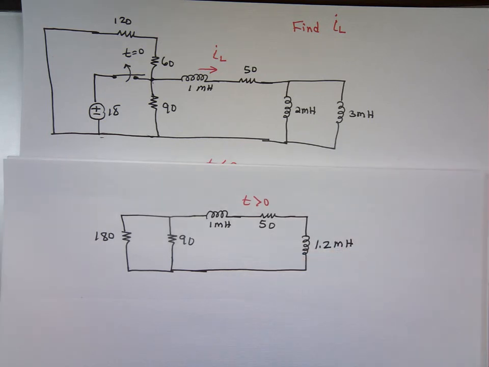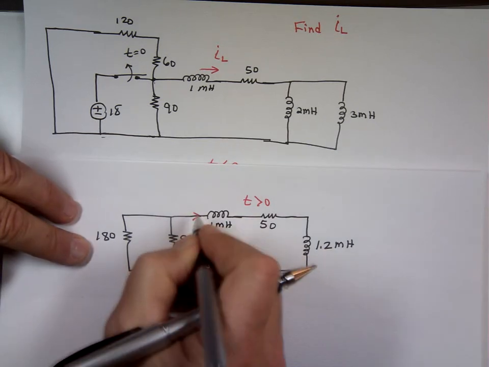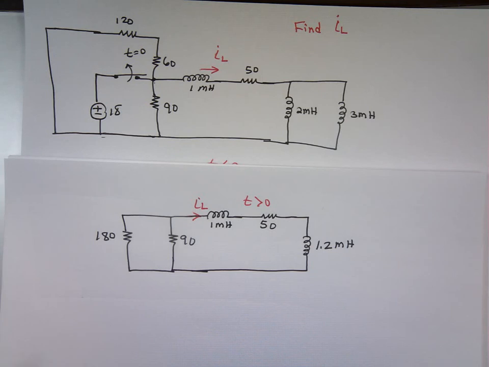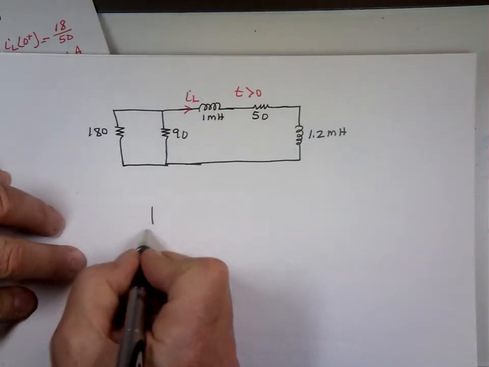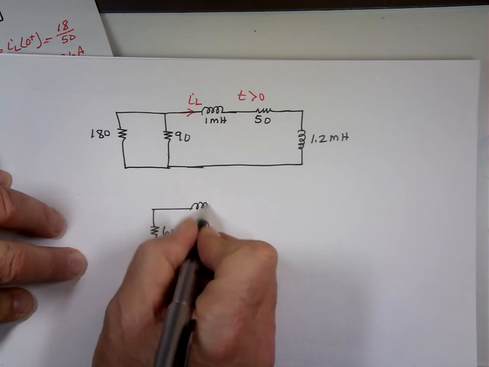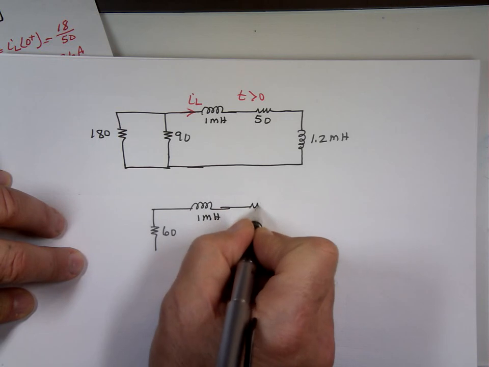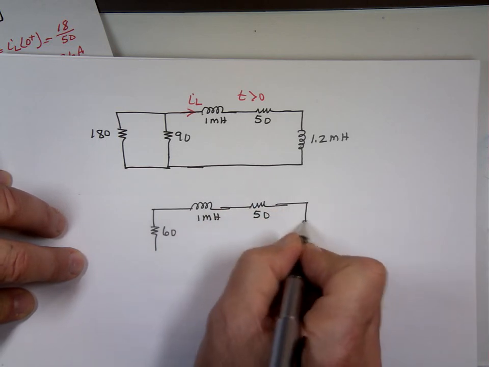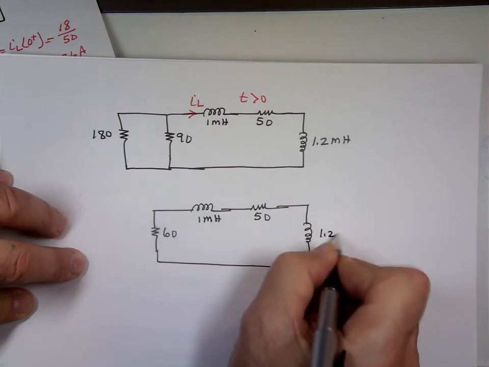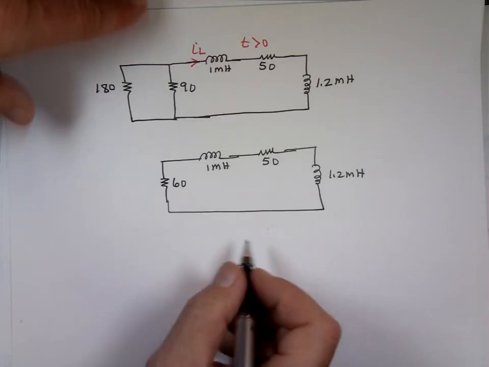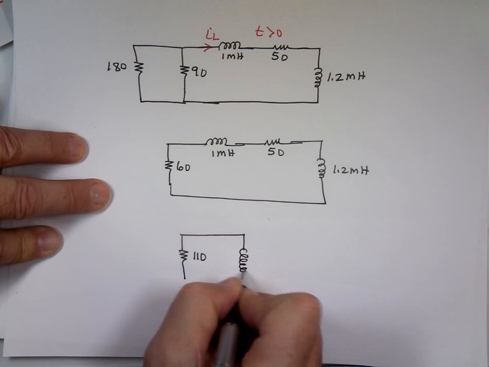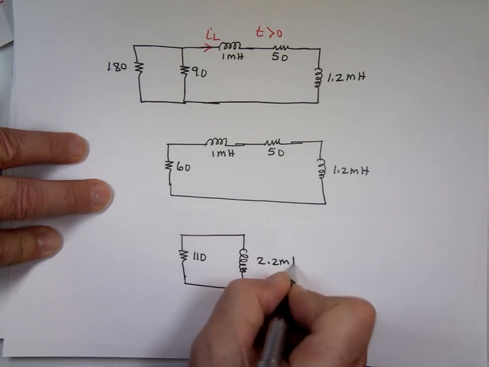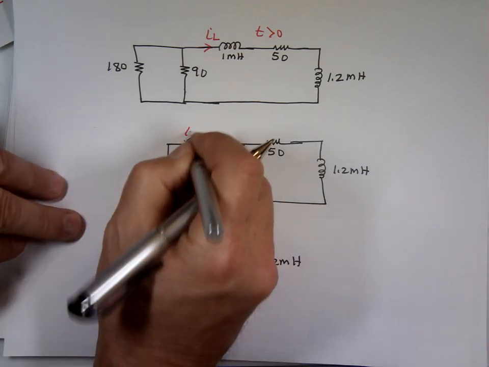Product over the sum. This is I sub L. I can take these two resistors and make them one, which would be what, 60? Yep. You can combine them even more. 60 and 50, which is what? 110. The inductor will be what? 2.2 millihenry. By combining them, does that change the current through this one? It's the same current. So I can combine them without affecting the current.